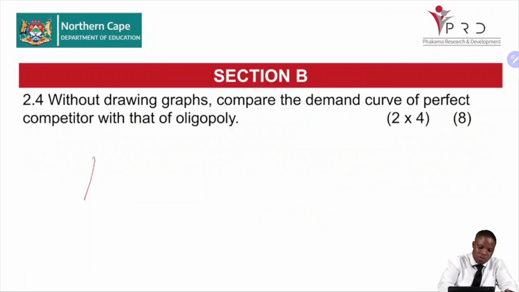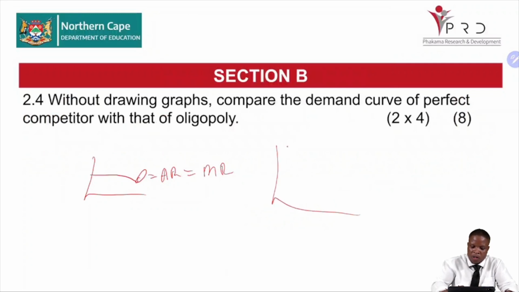So I'm just gonna show you the graph. This is the perfect competitor. This is the demand curve. AR is equal to MR. So you're going to discuss this demand curve. And then for oligopoly, we have a kinked one where the D is equal to AR here.